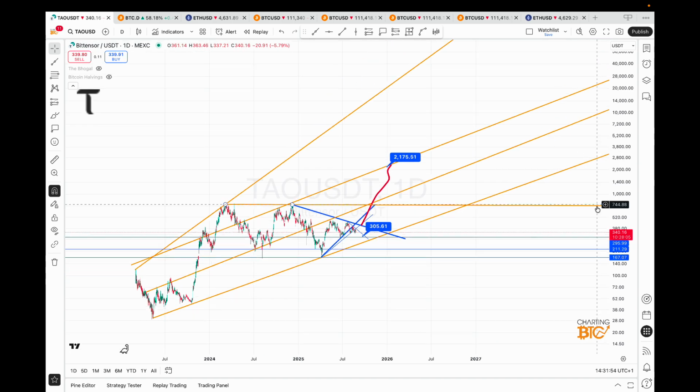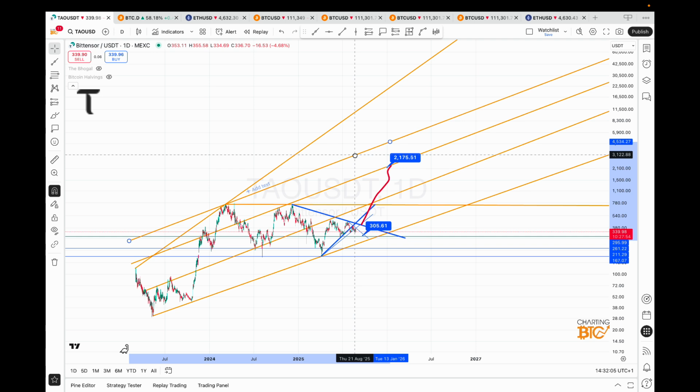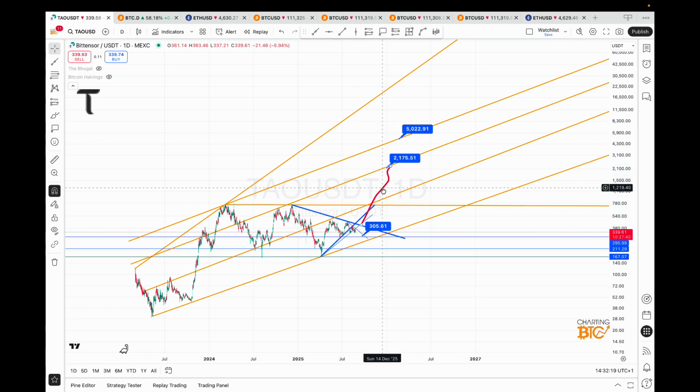There's some people I know that are calling for even crazier prices. This is where we just need to take it step by step. What some people even do is just copy and paste these lines and they draw it like that. So I would say 2000 is my conservative target and 5000 is probably my really bullish, if things go crazy target. But let's take it step by step.